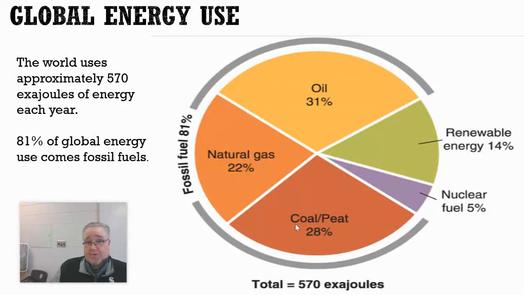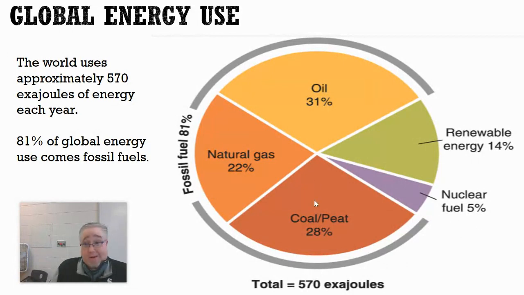81% of our energy use comes from fossil fuels. Now, 14% of it comes from what we call renewable energy, which we will talk about eventually. Things like wind, solar power, tidal power, that type of thing. We'll get into that stuff, but only 14%. But the good news is that that number is on the rise, and this 81% is actually declining, which is a good thing. 5% of our energy comes from nuclear power or nuclear fuel.